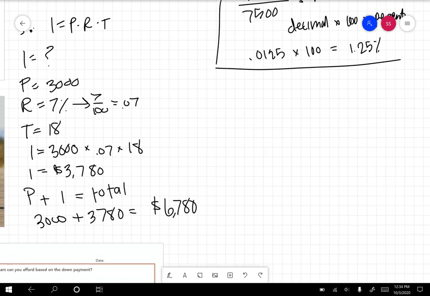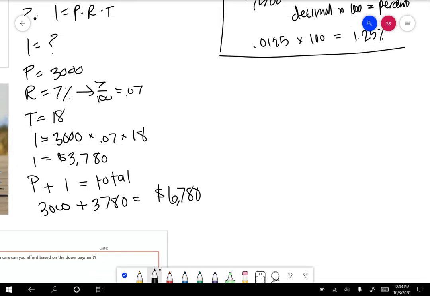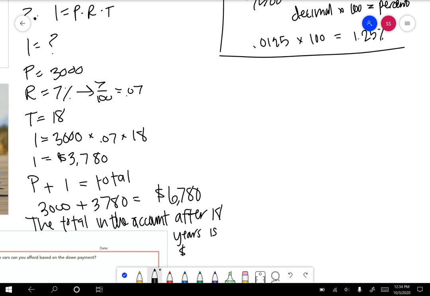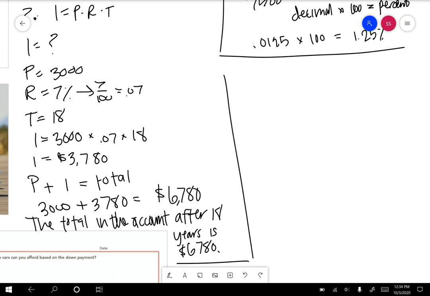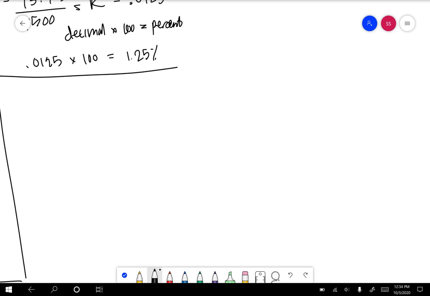And there we go. So to answer the question, we would say the total in the account after 18 years is $6,780. Voila, we are done. If you have questions on that one, let me know.